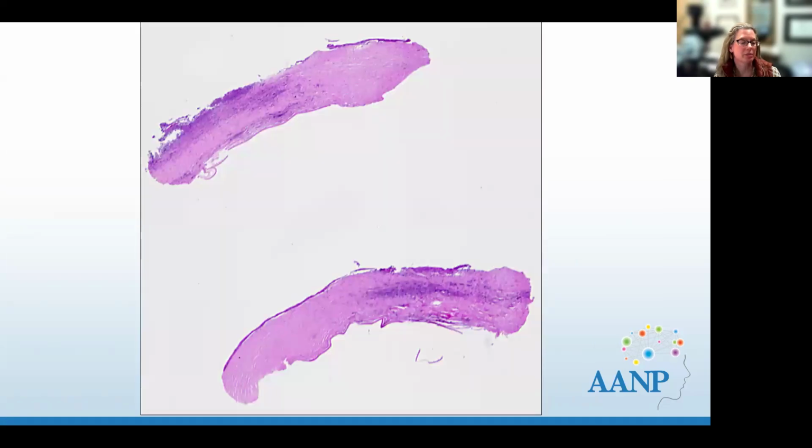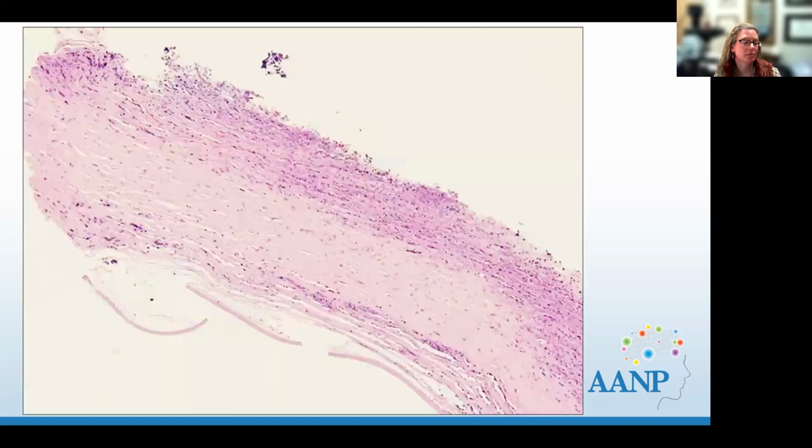And so here is a very similar picture where you have a low power view of the cornea, and you see all this inflammation within the stroma and disruption of the epithelium. And so this is definitely an ulceration. And here's Descemet's membrane underneath. And you can see the inflammation that fills the surface of the stroma and dives deep within the stroma.